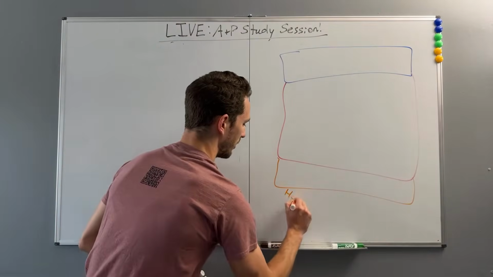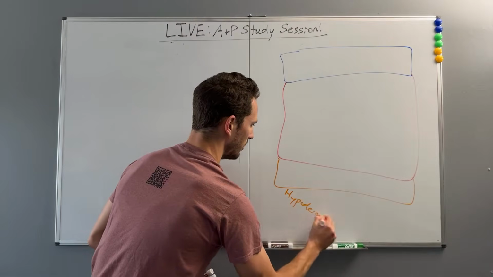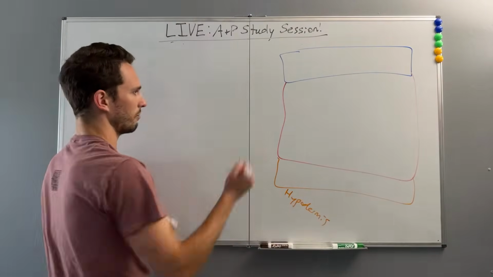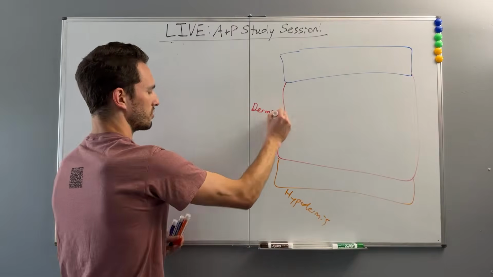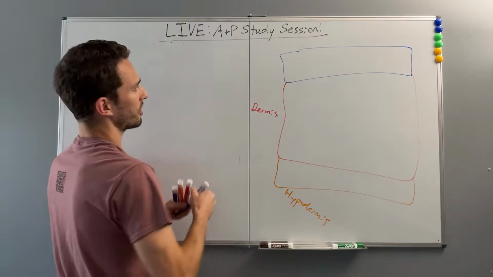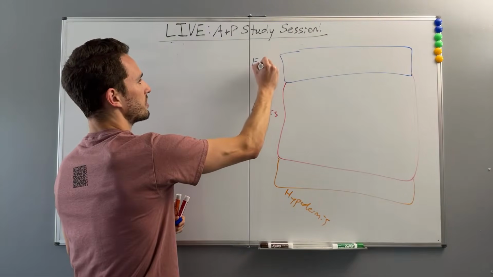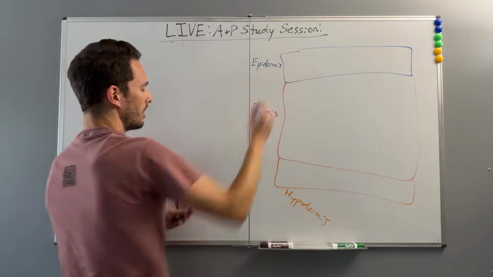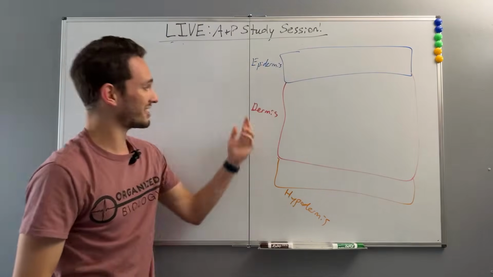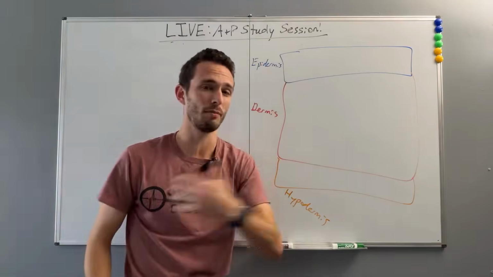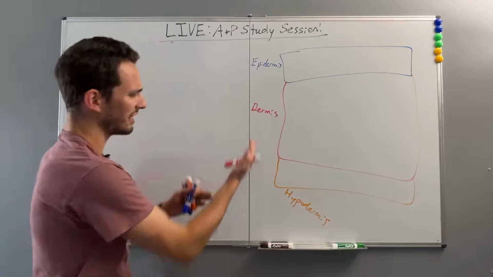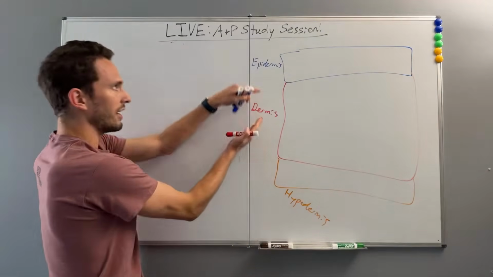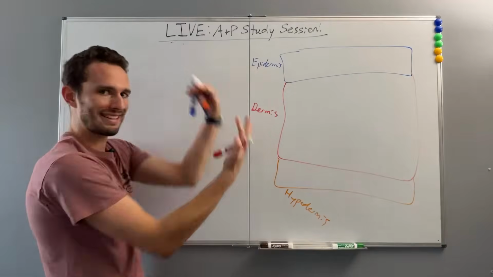So let me write all those down. Hypodermis, okay? And then we've got the dermis in the middle. You guys should know this at this point if you've studied this. And then on the top part, you've got the epidermis. Now, this is a great example of how, obviously, you've got the same suffix, derm, like dermatology, always refers to skin, hypo meaning below, and then epi meaning upon or on top of.